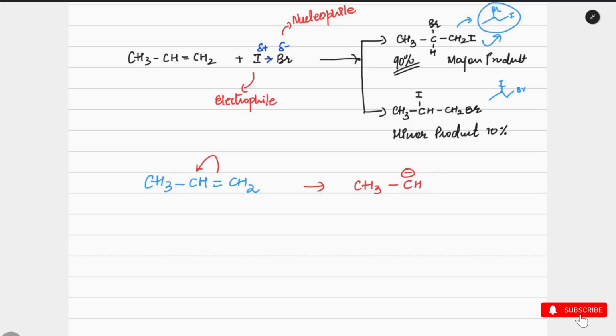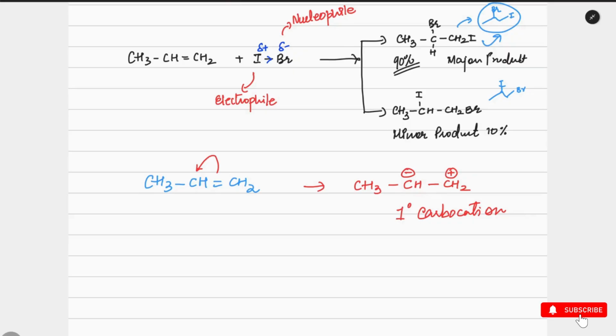CH minus, because the pi electron has been shifted towards the carbon atom, and this will be electron deficient. Okay, and this is nothing but the primary carbocation. How will you identify a primary carbocation? Because if you see next to the carbocation, there is only one alkyl group, which is a CH group, one carbon atom, and that's how we can identify that yes, this is a primary carbocation.